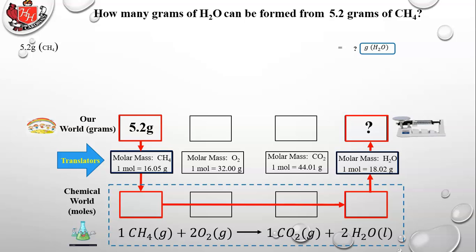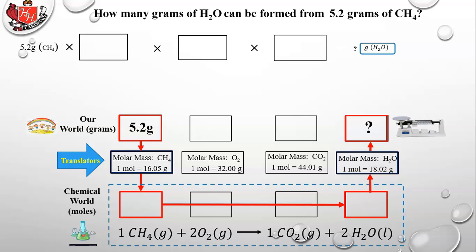Okay, so you see 3 different arrows, the down arrow, the across arrow, and the up arrow. And so that's going to be 3 conversions. So there they are, 3 boxes for conversions. Now we're going to start with the first one. We need to get from grams of CH4 to moles of CH4 using the molar mass.